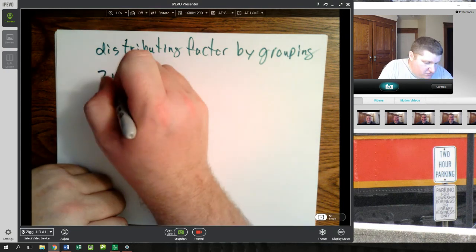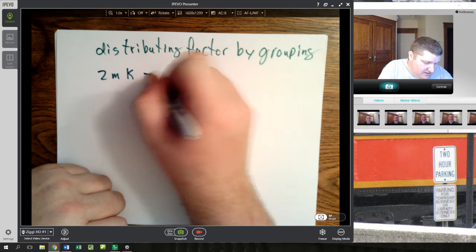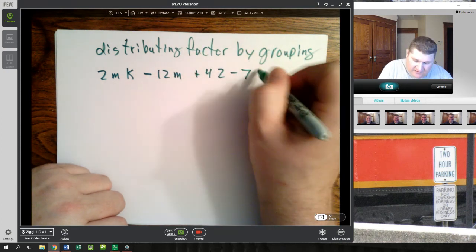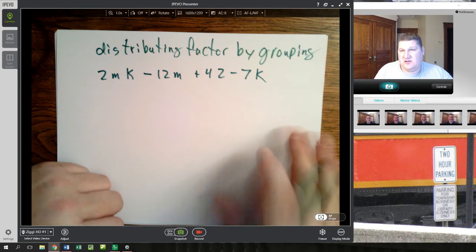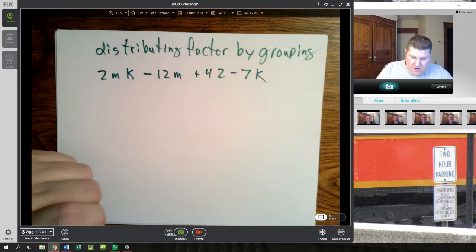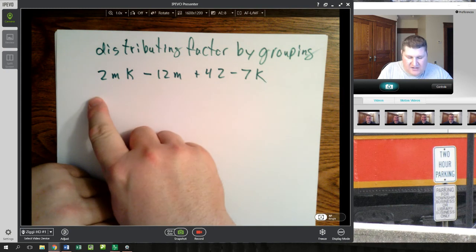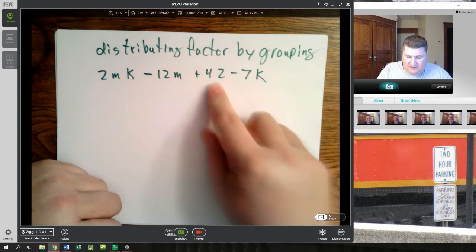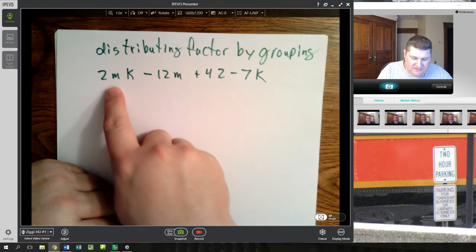Let's go: 2mk minus 12m plus 42 minus 7k. I'm warning you there's a second trick in this one, but let's see if we can get it started. I always ask myself, what do I do? Can I do anything across the board? Take out a 2, take out a 2, take out a 2. Oh, crap. Okay, take out a k.